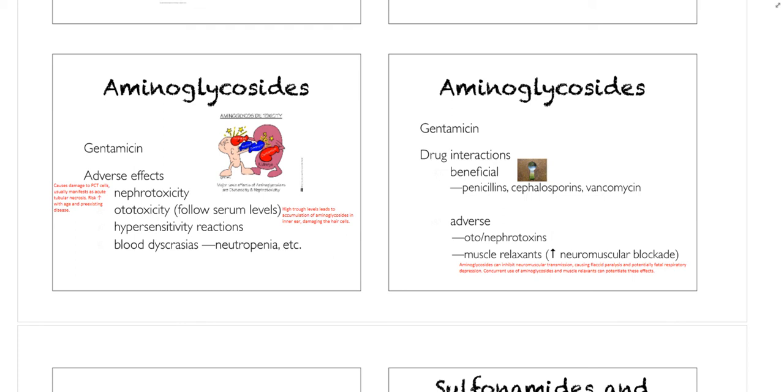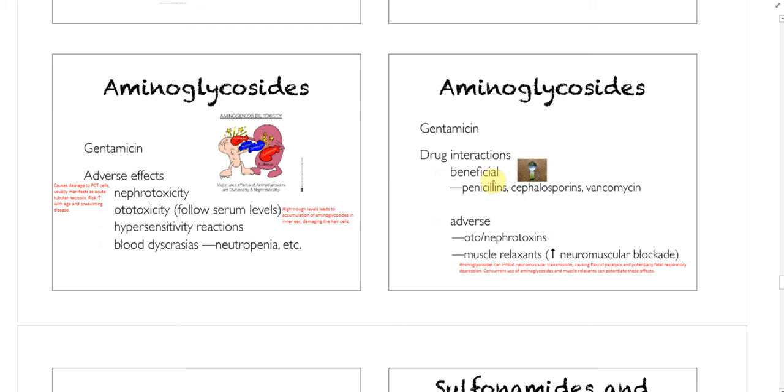So some of the things that we're going to want to do is we're going to really want to focus on monitoring their BUN and creatinine to make sure they're not becoming nephrotoxic, checking their ears, the hearing, making sure that they're not having any ototoxic reactions, and the general allergic reaction response.